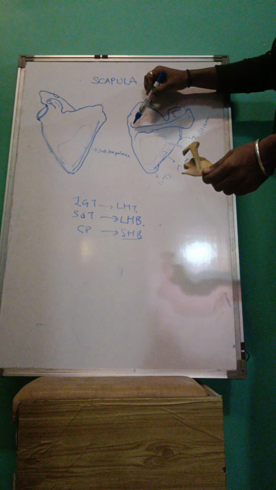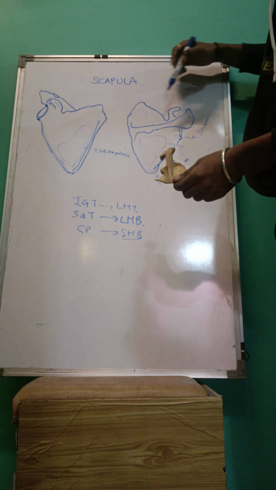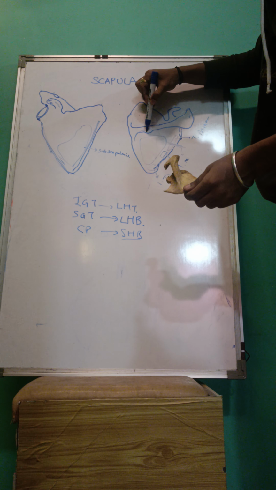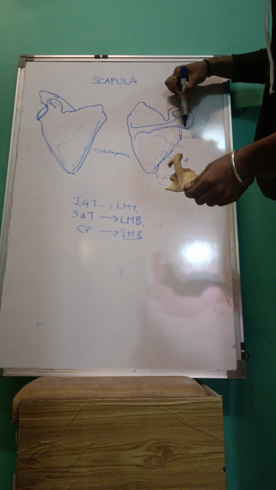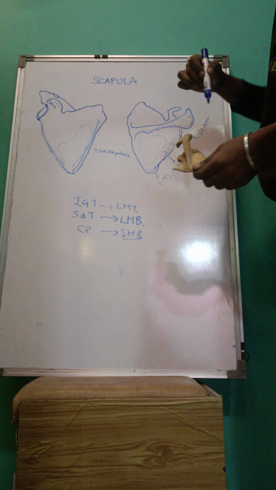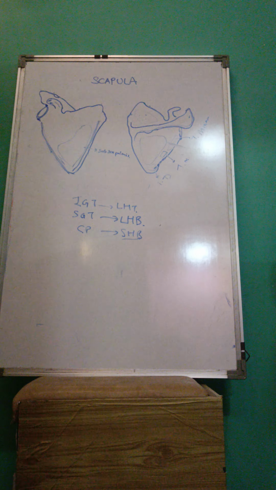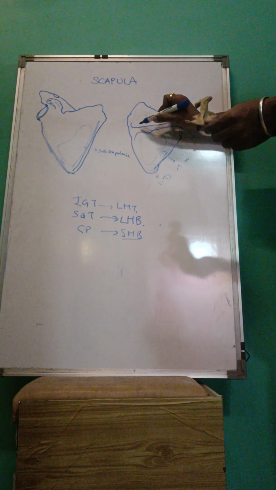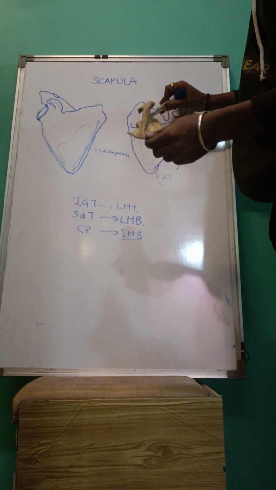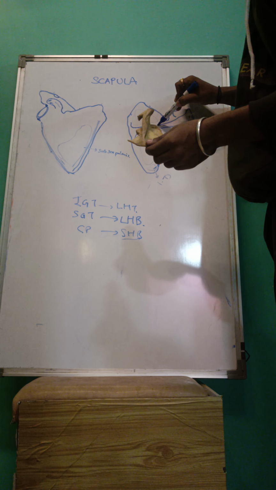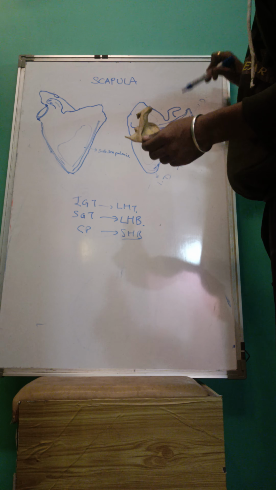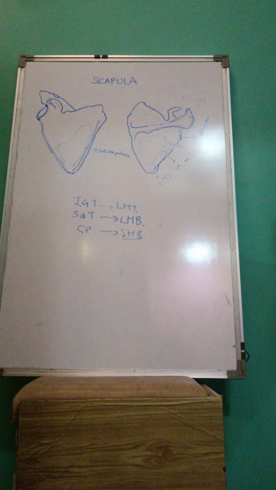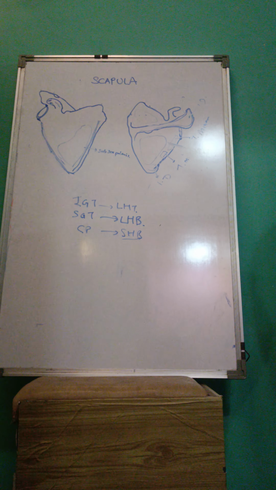Then this is the spine of the scapula, and this is the crest of the spine. From the lower border of the crest of the spine till the lateral border of the acromion process, it contains the origin of the deltoid muscle. And on the upper border of the crest of the spine and the medial border of the acromion process, it contains the trapezius muscle.